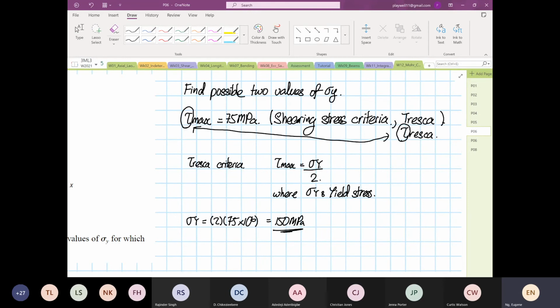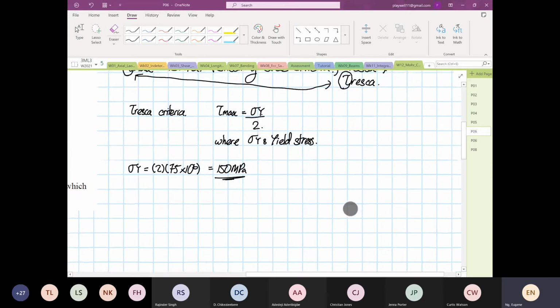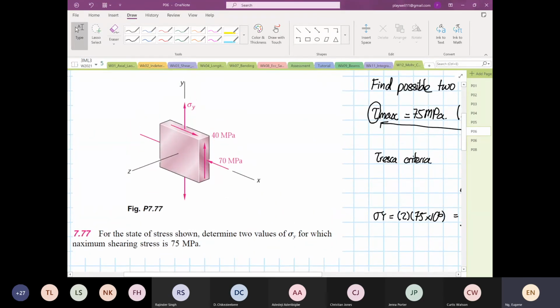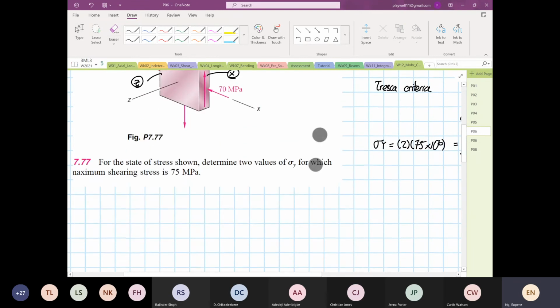So I'm going to go back to the Mohr circle now. We know what the 75 is for, and we know what the yield is for. I'm not going to draw yet. We're going to label this. This is your point X, your point Y, and your point Z.